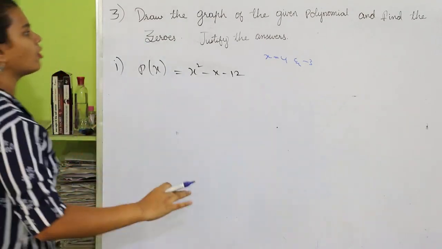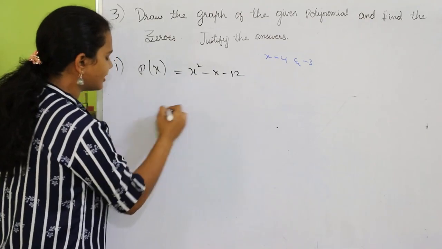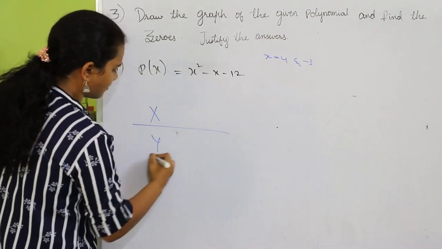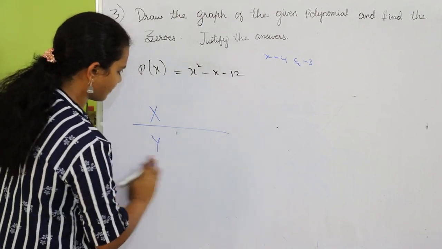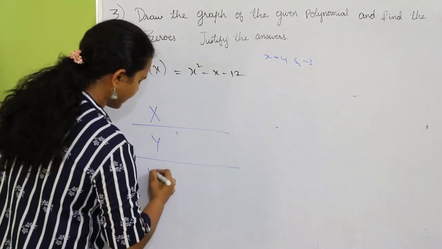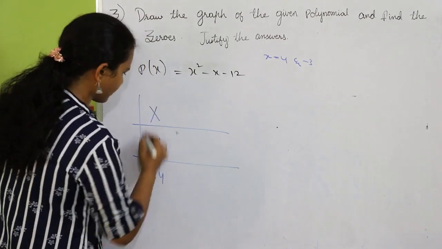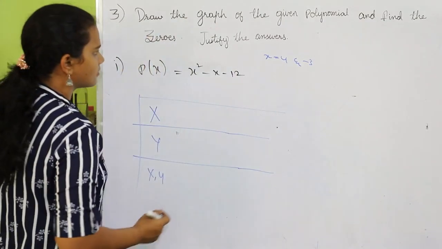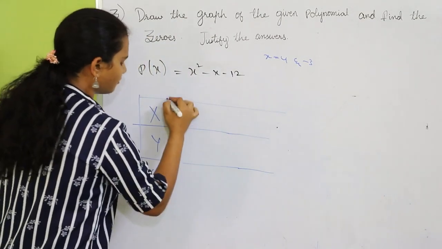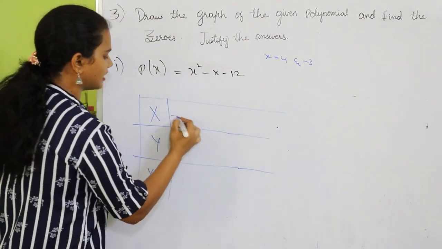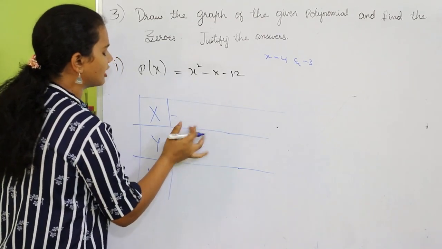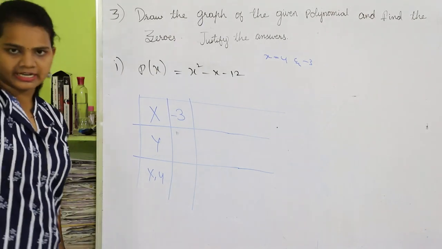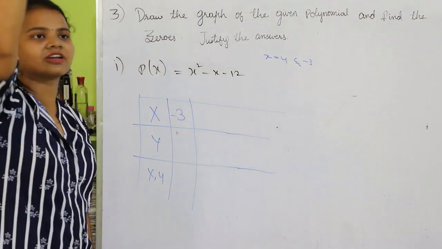Try to take more points. Now here, to solve this type of graph, first you take the x value, the y value, and x comma y. Clear? Let me solve somewhere over here. Firstly, take the minus 3 value. It's better if you take minus 4, because then the graph extends.